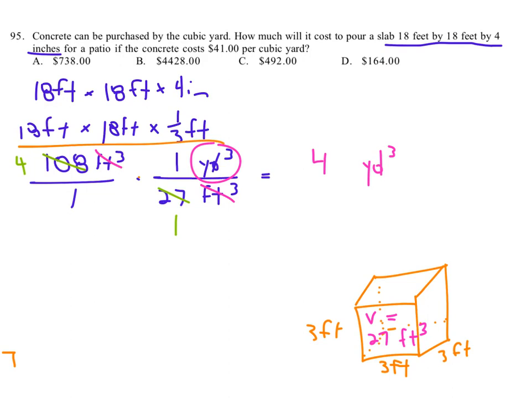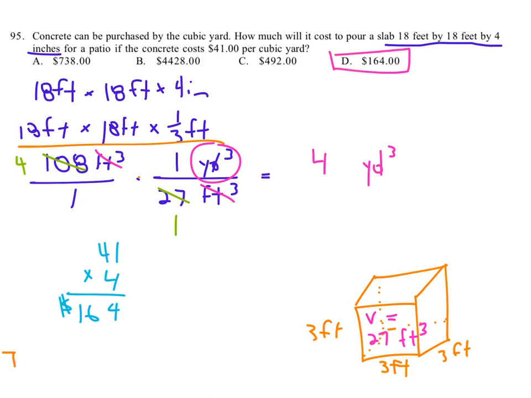Well, if each cubic yard costs $41 and we need 4 of them, then we'll say, what is $41 times 4? And we find that it's $164. Yep, that's how you do it. And where's that answer? That answer is right there with D.